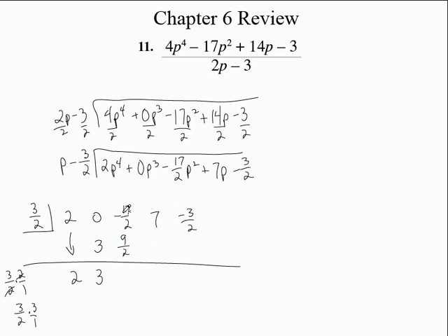Let's add those up. Negative 17 over 2 plus 9 over 2. So negative 17 minus 9, what's that? Negative 8 over 2. Negative 8 over 2 is the same as negative 4. Repeat the process. 3 halves times negative 4. 2 goes into 4 twice. That's going to give you a negative 6, and that goes right under the next number. Let's add them up. That's a 1.